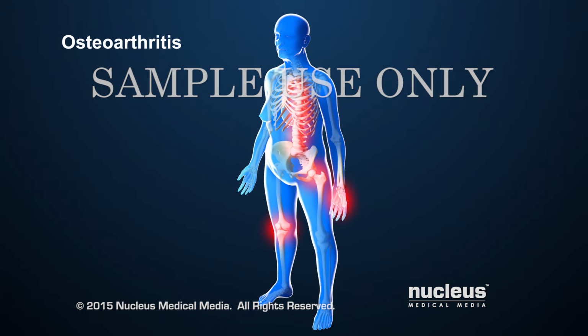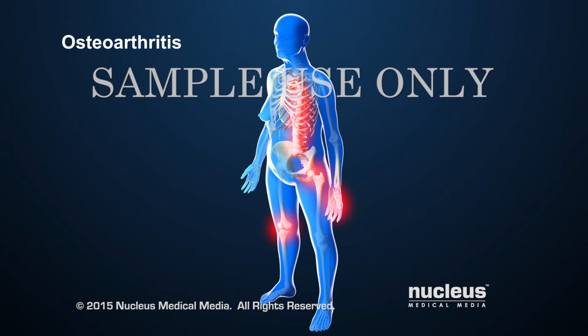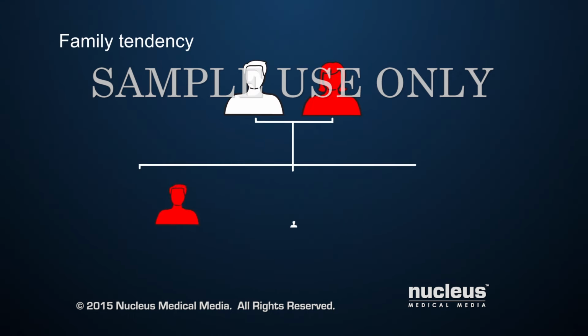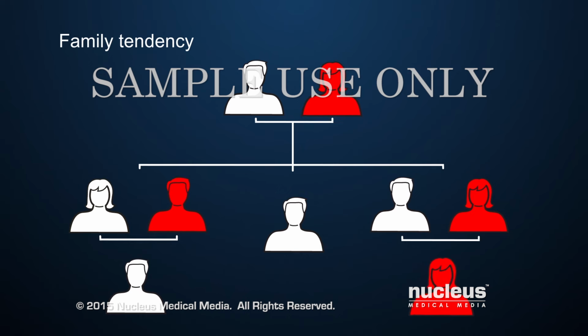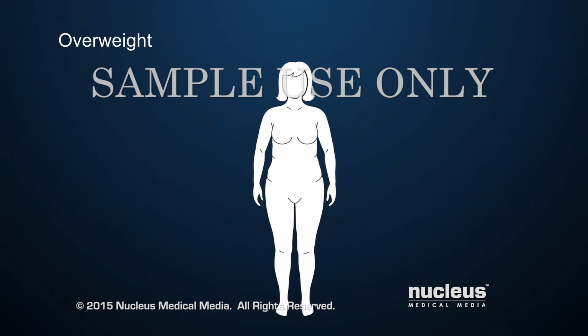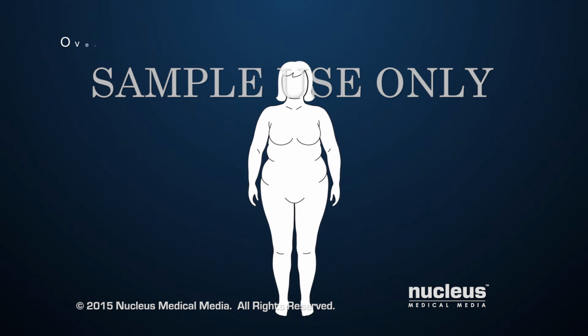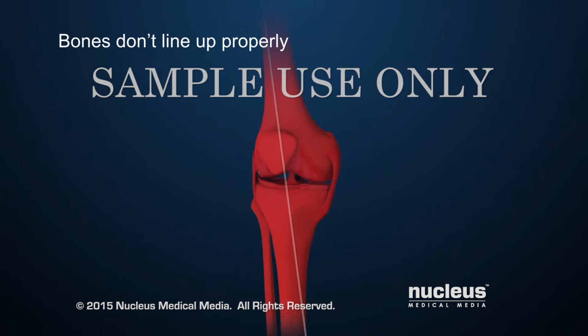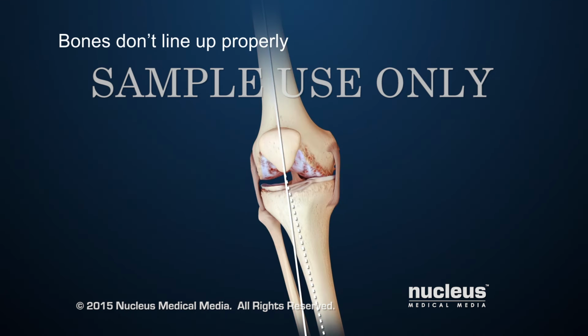Often the cause of osteoarthritis is unknown, but it may be due to a combination of the following risk factors. A family tendency for this condition. Being overweight. A joint injury such as a fracture. Repetitive strain from activities such as sports. And problems with the bones in a joint not lining up properly.